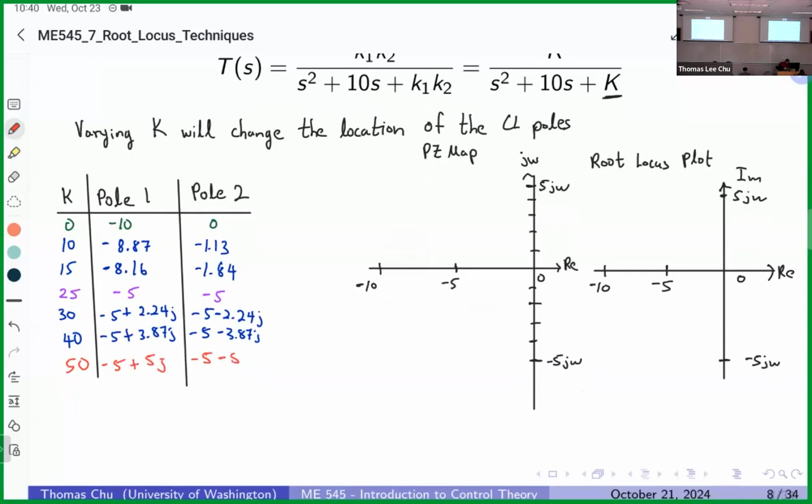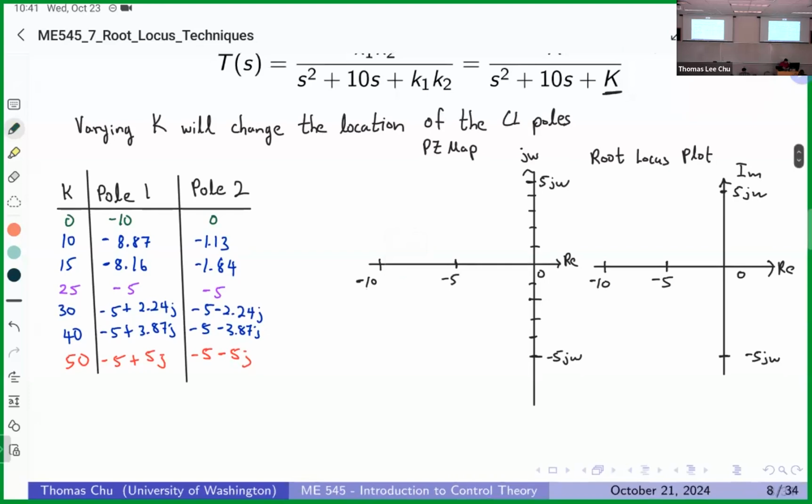So basically what we're doing is we're taking different values of K, evaluating them, and finding the pole locations for those corresponding gains. And now that we have a bunch of values for the poles, what we're going to do is draw the pole locations on the PZ map, which is the plot on the left side.